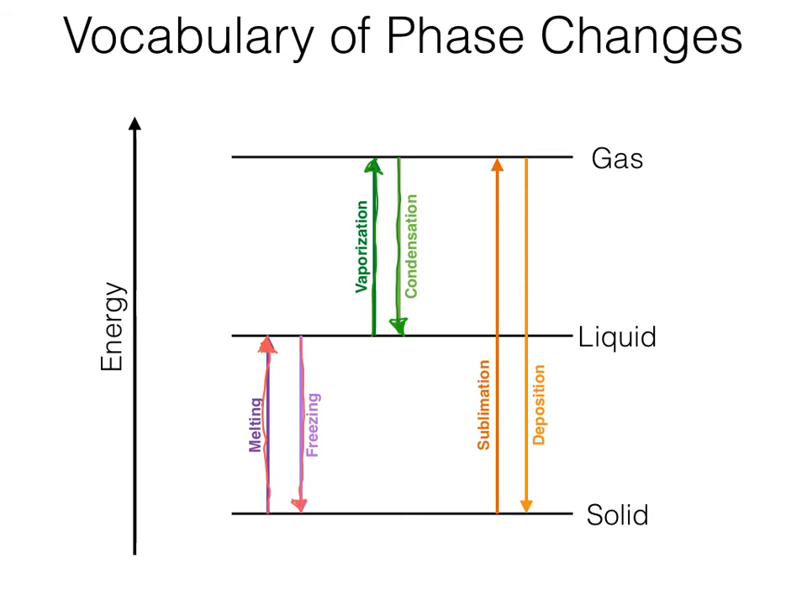And then the one that you may be a little less familiar with, sublimation, is the process going from a solid to a gas, and deposition is the opposite of sublimation. Notice that the directionality of our arrows correspond to the endothermic or exothermic directionality that we were talking about with the direction of energy flow in the previous videos.